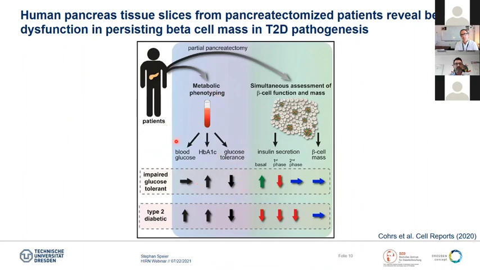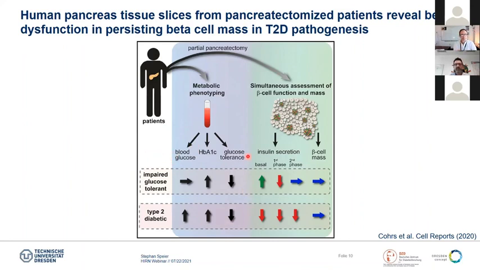So we knew exactly their blood glucose levels, HbA1c, their glucose tolerance. We knew a lot more. So we could put them into categories of non-diabetic, impaired glucose tolerant, or type 2 diabetic. We actually had more categories like that, but for the publication, we left it to these three categories.